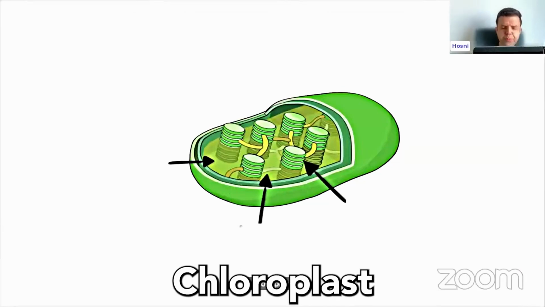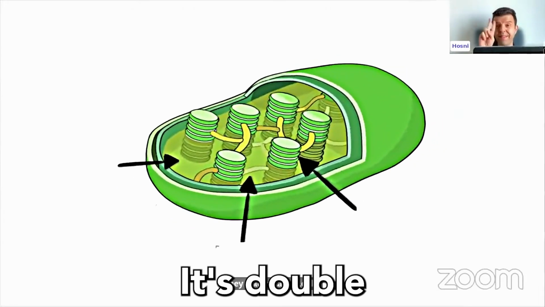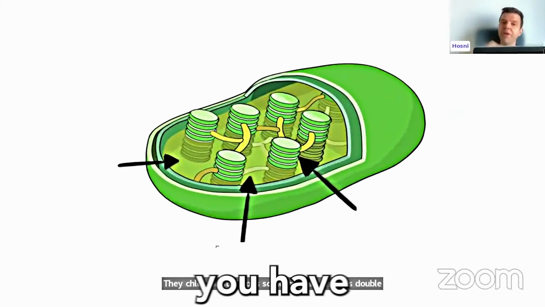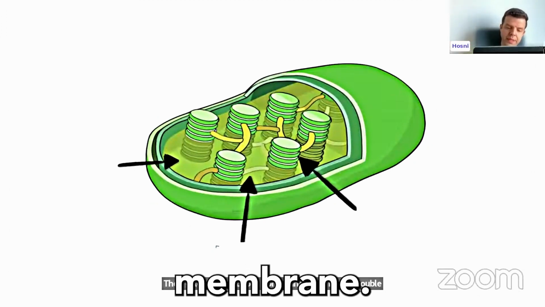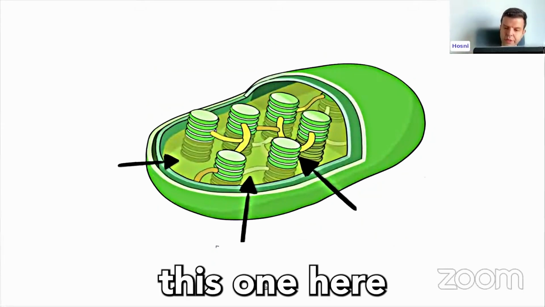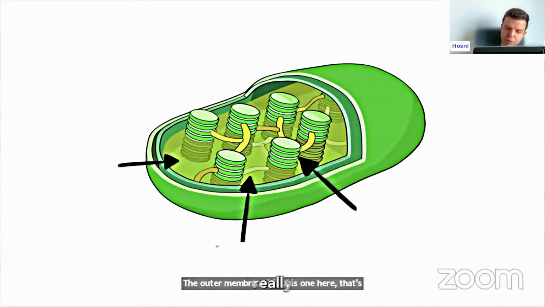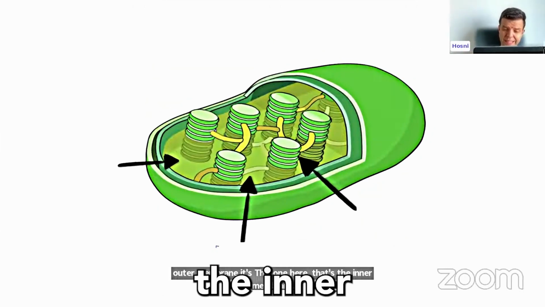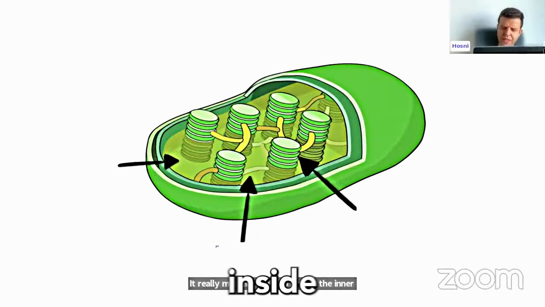Chloroplast looks something like this. It's a double-membraned organelle, meaning you have an outer and inner membrane. The outer membrane is this one here, and that's the inner membrane. What really matters to us here is the inner structures we have inside the chloroplast.